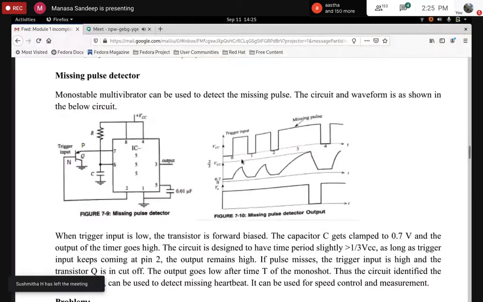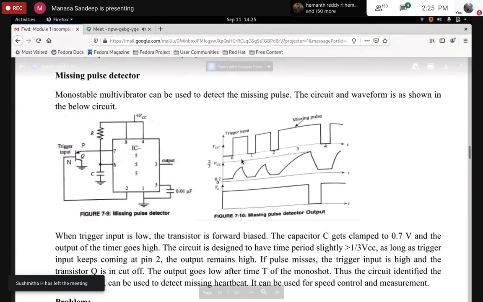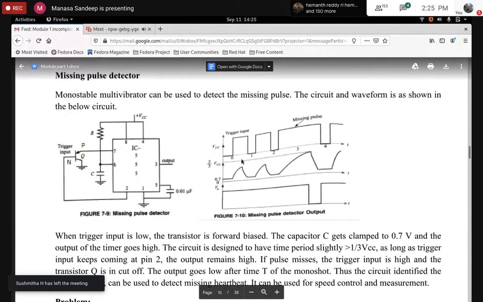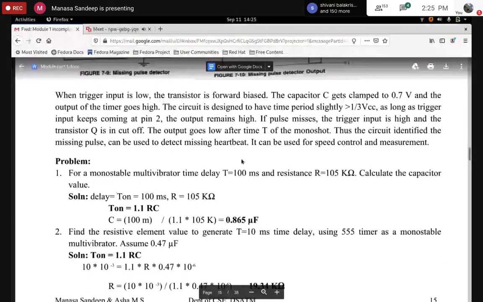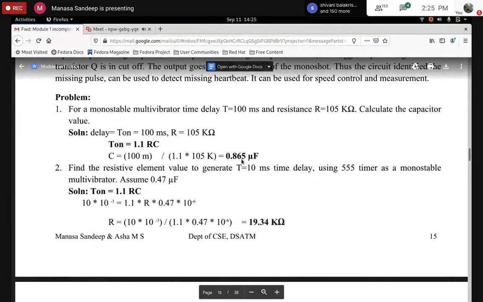Fine. So here, if you see any low output, it indicates that some pulse was missed. Because of this detecting capacity, you can use this circuit to find out a missed heartbeat. If a patient is having any heart problem, you have to continuously monitor their heartbeat, right? If they miss even one heartbeat, you can easily detect it by using such circuits.